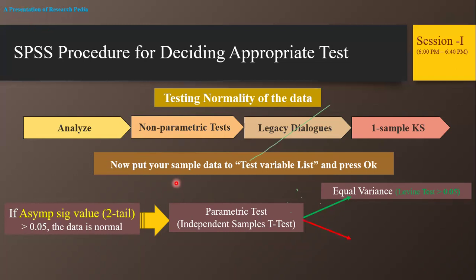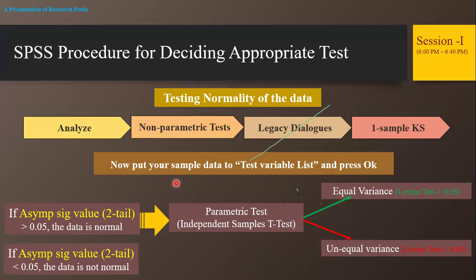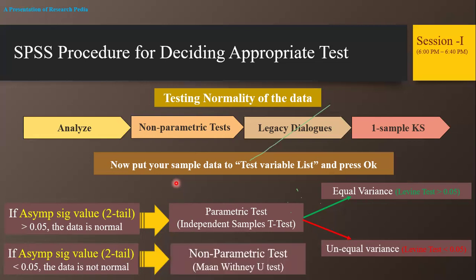In the case where the Levene test shows a sig value less than 0.05, we may consider it as unequal variance. In other cases, if our asymptotic sig value is less than 0.05, that data is not normal, and we will go to the non-parametric test, that is the Mann-Whitney U test.